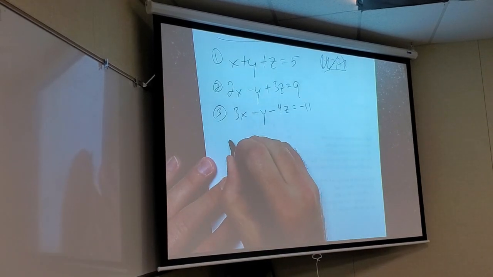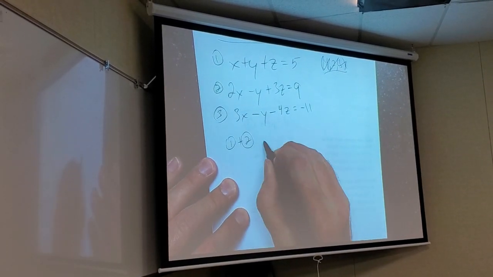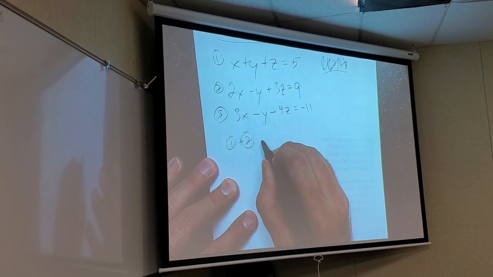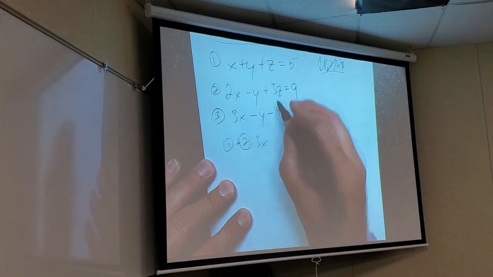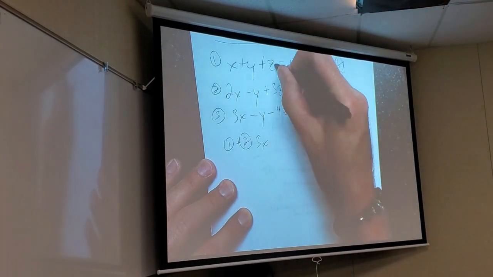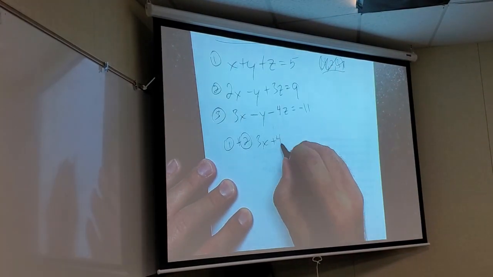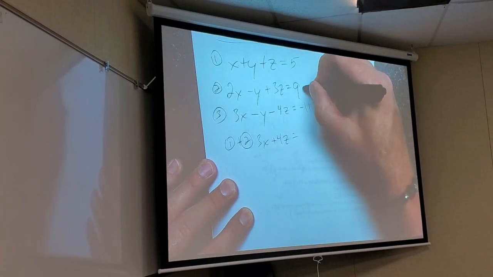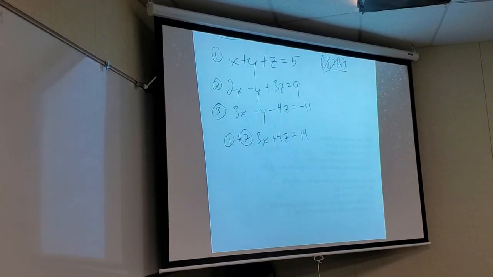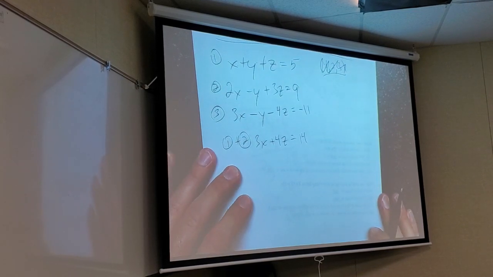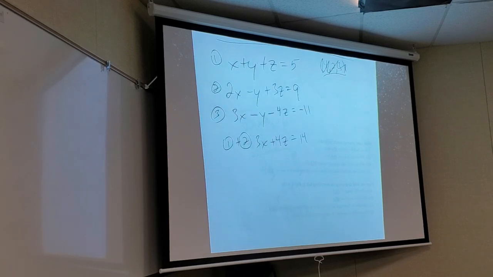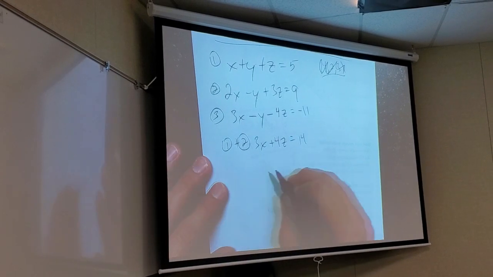So if I do 1 plus 2, what do I get? 3x, no y's, 4z. Now, does everybody see where all that came from? It's almost too nice to believe that we're allowed to do that. But again, we are adding the same thing to both sides. And then now you can solve.